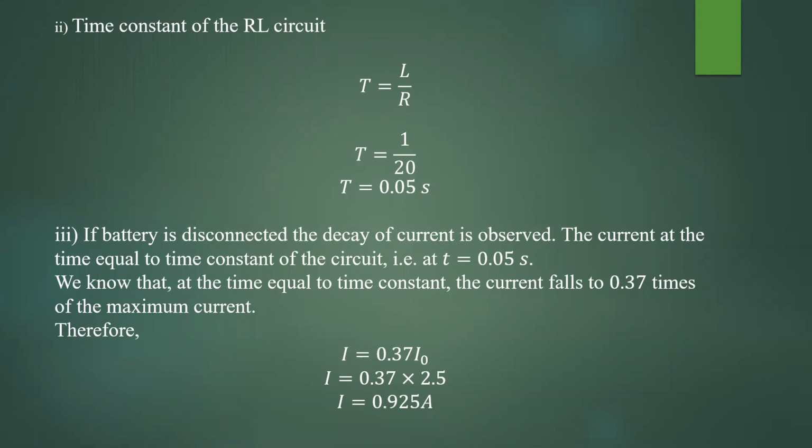It is very simple, but you should know that at the time equal to the time constant, the current falls to 0.37 times the maximum current. In the case of growth of current, what happens? The current is increasing. The current increases to 0.63 times the maximum current. Note the difference here. During decay of current, the current becomes 0.37 times the maximum current at the time constant. During the growth of current, the current will increase to 0.63 times the maximum current. Note the difference between the growth of current and decay of current. So this is the solution for this particular problem.